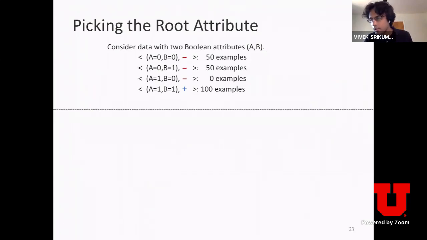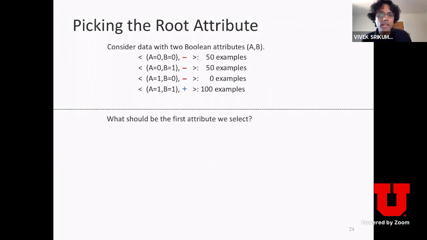let's consider a simple case where we have two features, A and B. Let's say we have this data set with 200 examples. When A is 0 and B is 0, the label is minus, and somehow we have seen this exact example repeated 50 times in the data. Similarly, we have seen A is 1 and B is 1 with a label plus 100 times. We have never seen this example: when A is 1 and B is 0, it just so happens that our data does not have any examples of this kind. Now, let's build a decision tree for this.